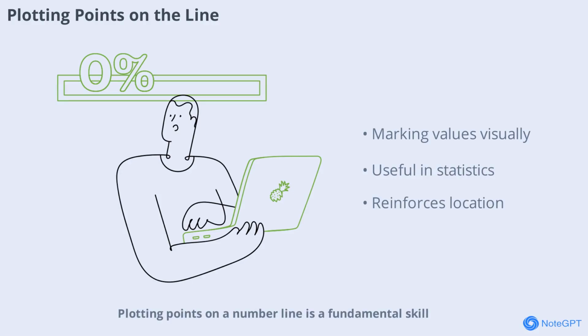Plotting points on a number line is a fundamental skill. By marking specific numbers, we can represent values, solutions, or data points. This is especially useful in statistics, algebra, and even science experiments. The act of plotting helps reinforce the idea of location and distance on the number line.